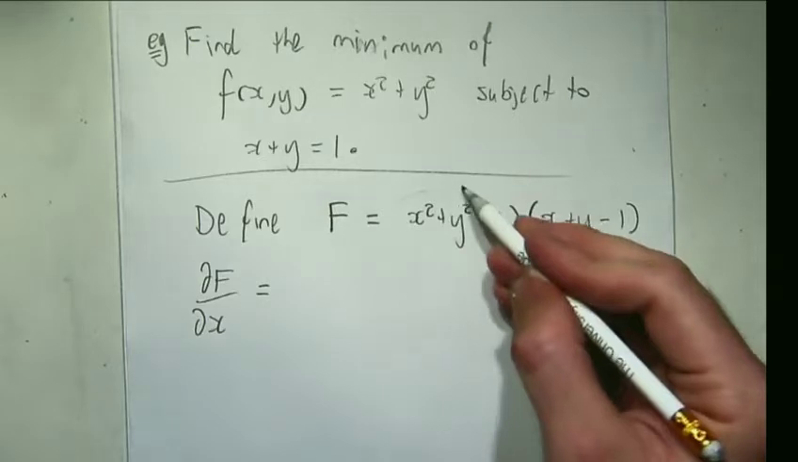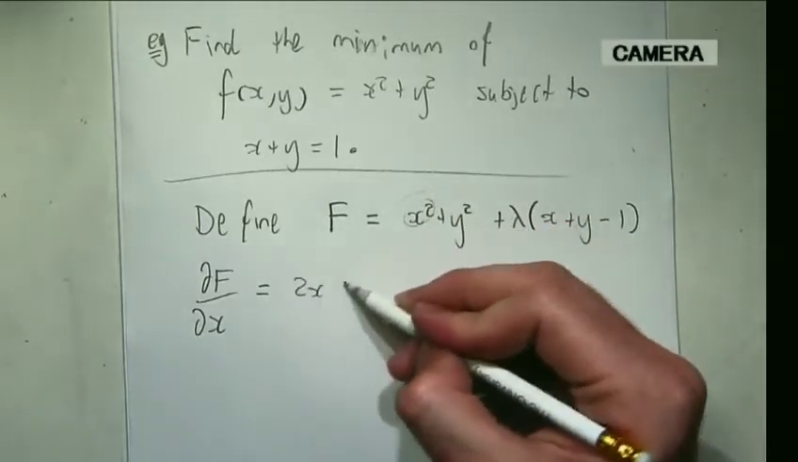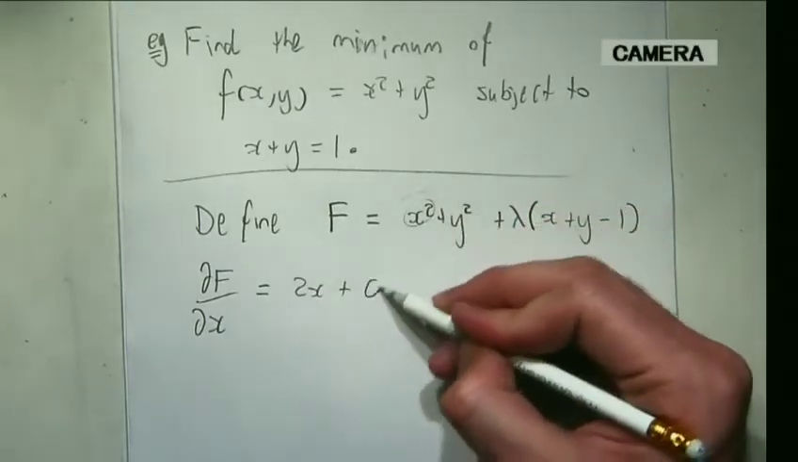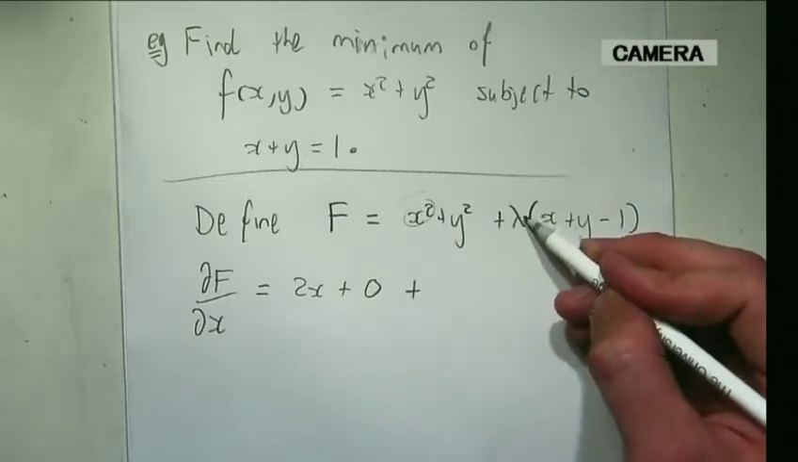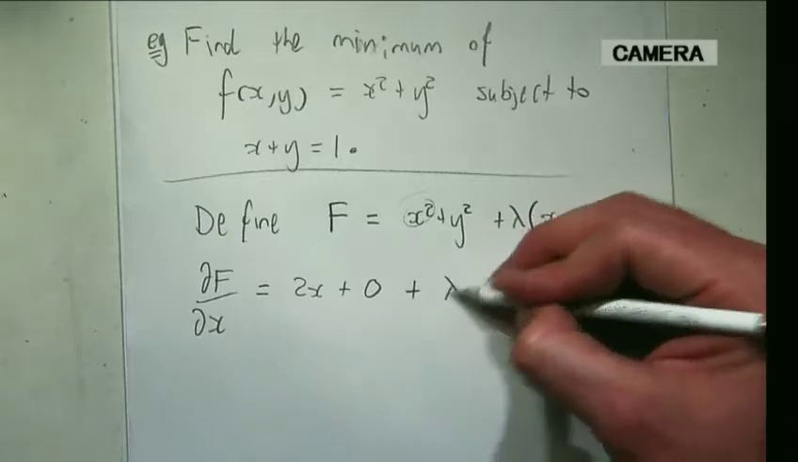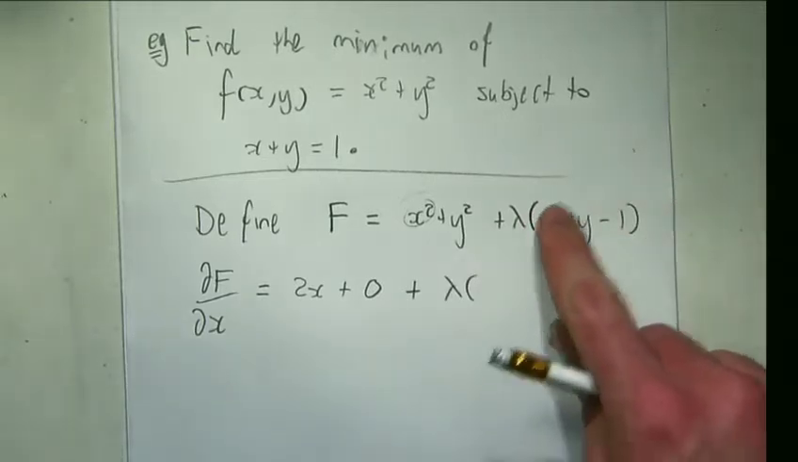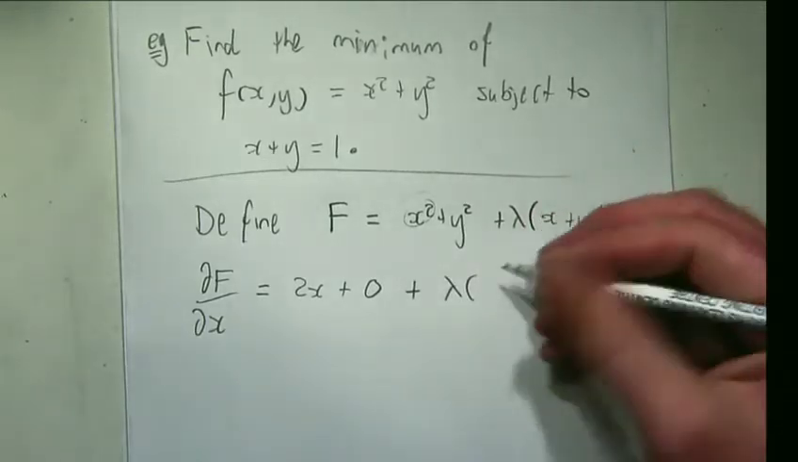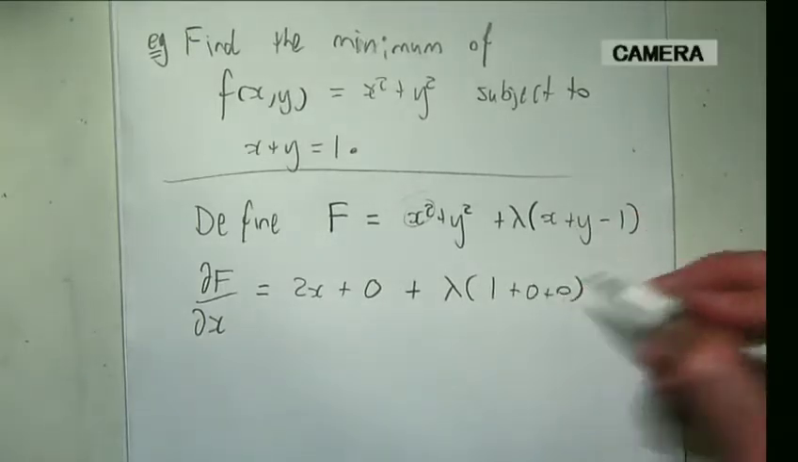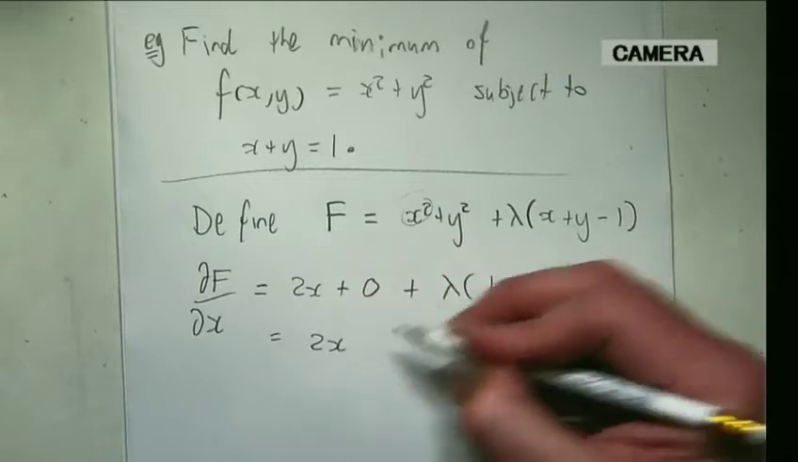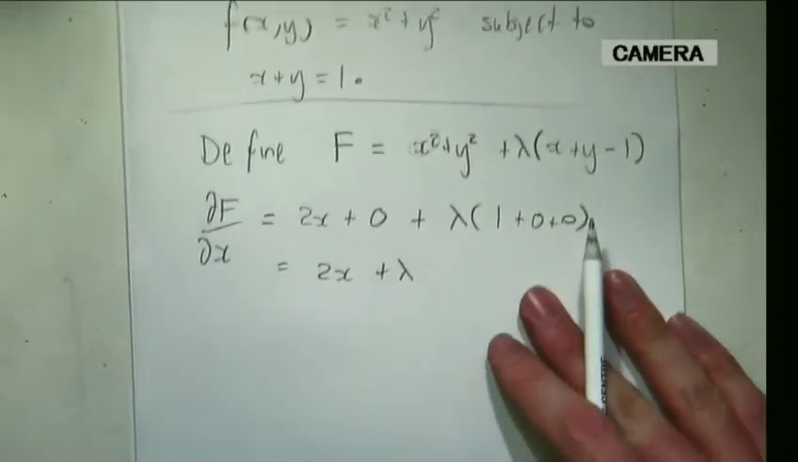So the derivative of this with respect to x is 2x. The derivative of this with respect to x is 0 because it doesn't involve any x's. Lambda's, in this case, constant, so anything multiplied by lambda, the lambda will still be there. And the derivative of this with respect to x is 1. And the y is 0, and that's 0 as well. So what we get is 2x plus lambda.